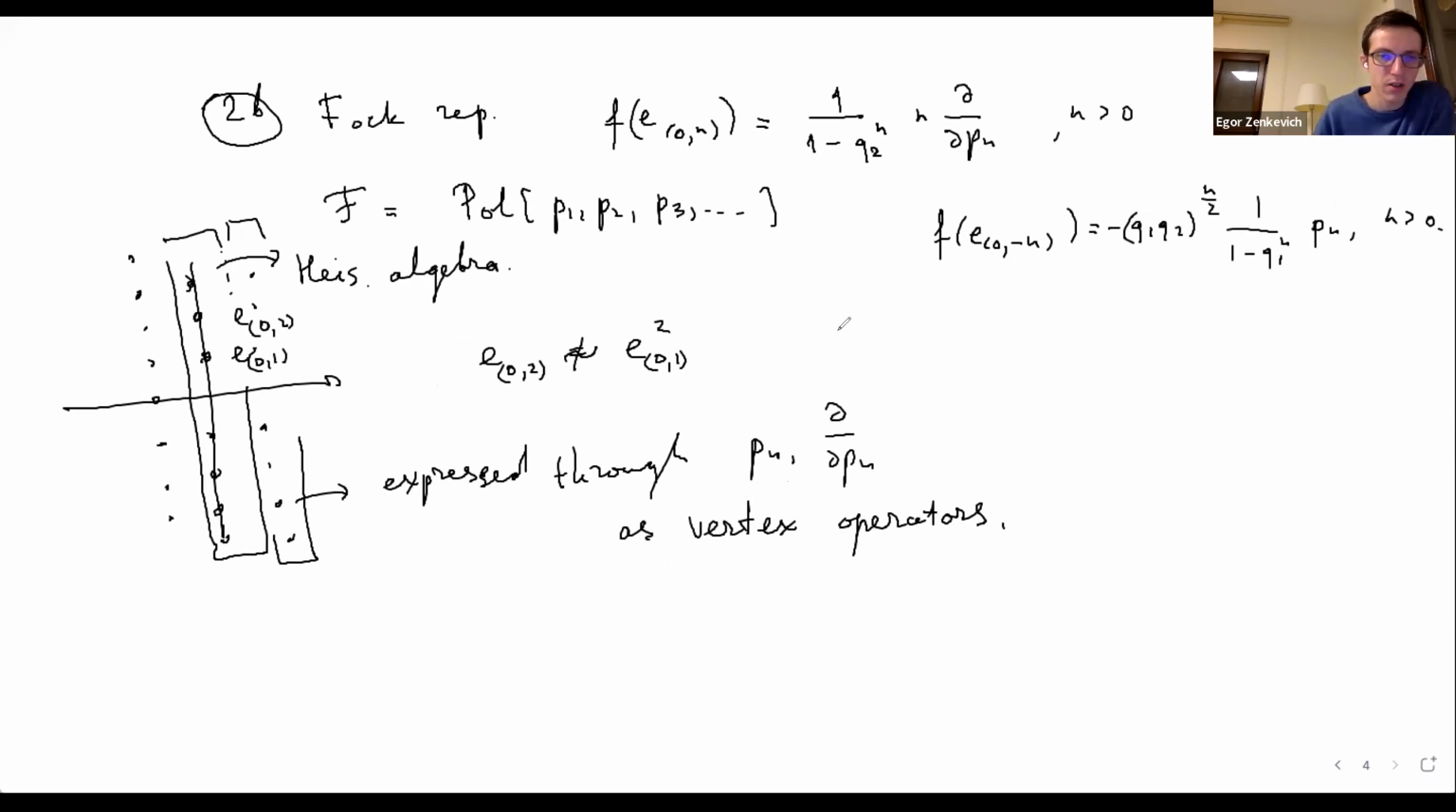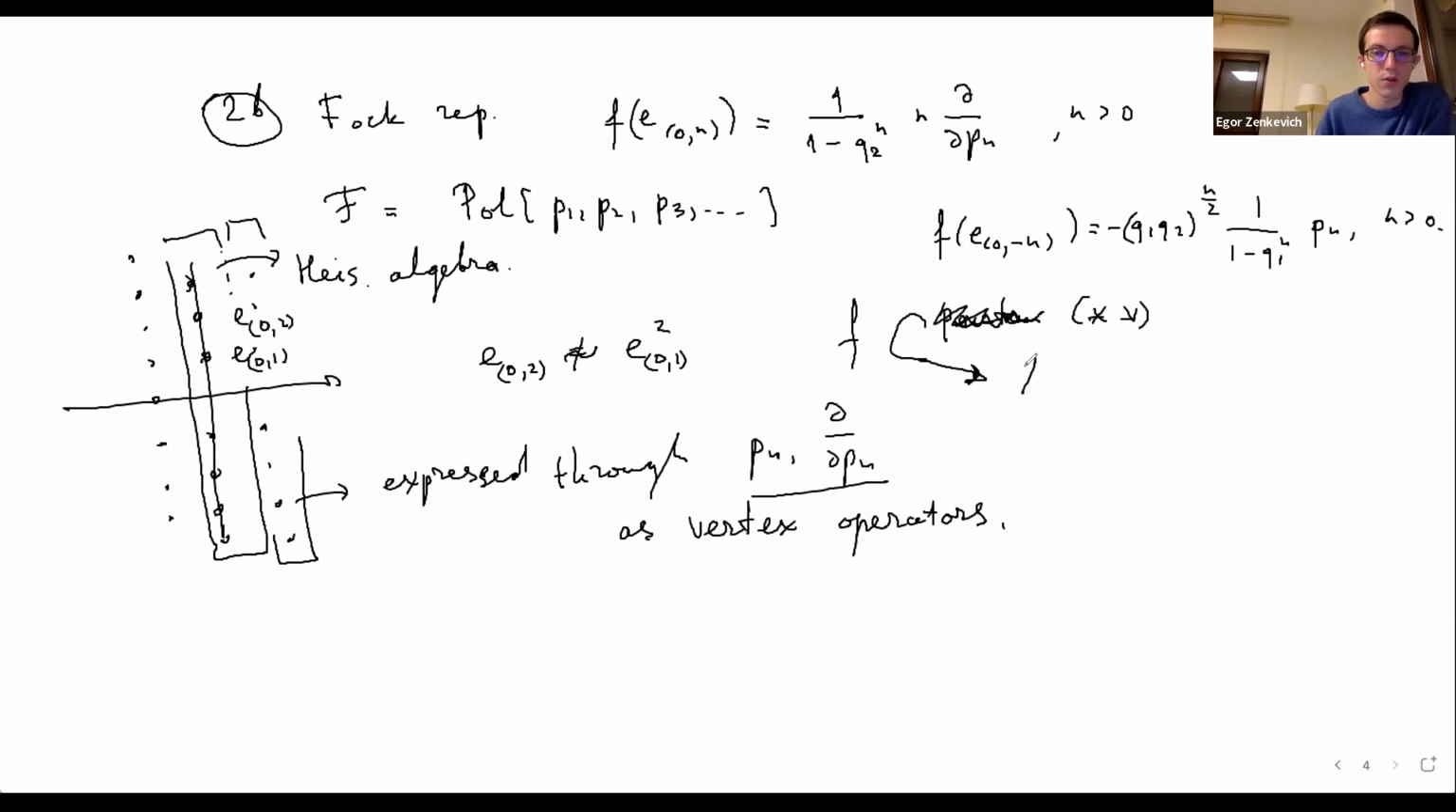So what happens to our identity, the Pentagon identity? If I act with F on this star, what do I get? Well, I get an identity for some complicated operators depending on Pn and d by dPn. And it's convenient to evaluate it in the basis of Macdonald polynomials. Of course, it's not essential. It doesn't depend on which basis you act in, because it turns out that this identity is true.